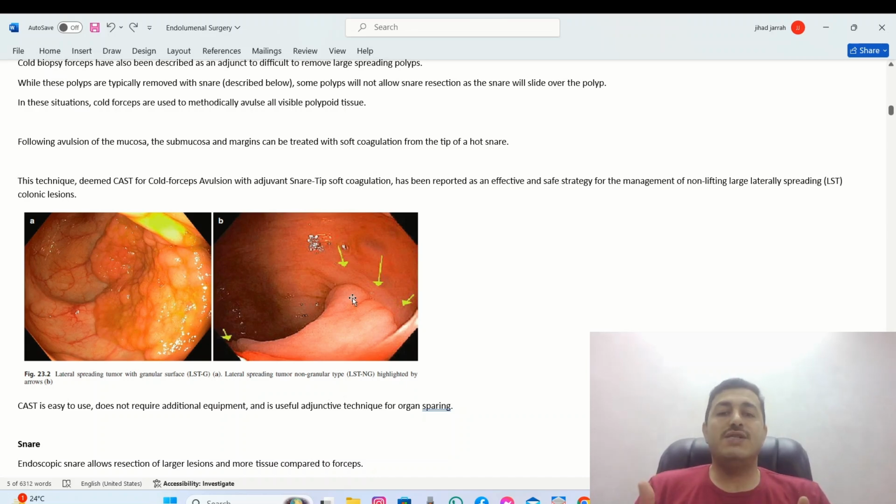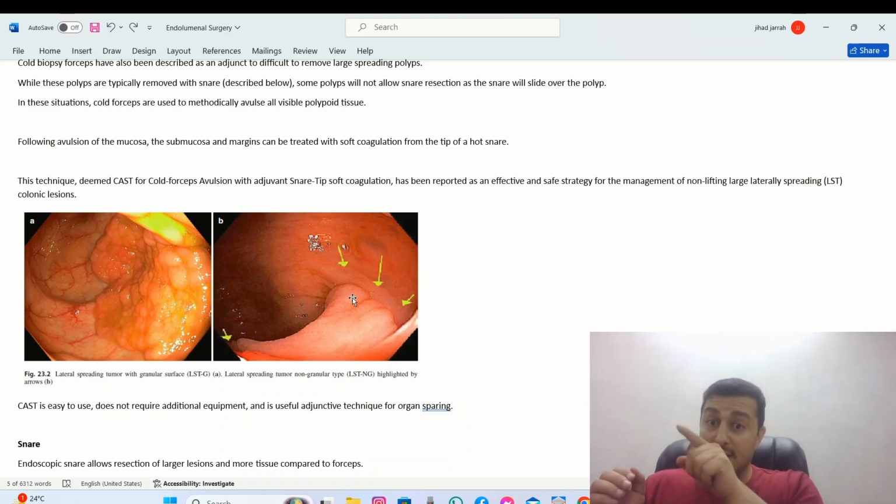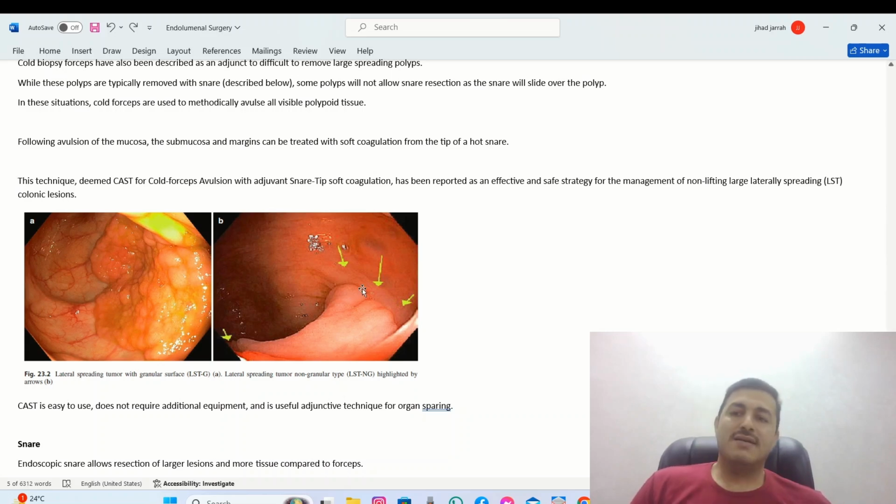We are not able to remove these with snares because the snare will slide over the polyp. So what we do is punching using cold forceps, plus by the tip of the snare we do coagulation. This procedure is called CAST, and one of the classic treatments for the lateral spreading tumor. CAST stands for cold forceps avulsion with adjuvant snare tip coagulation.